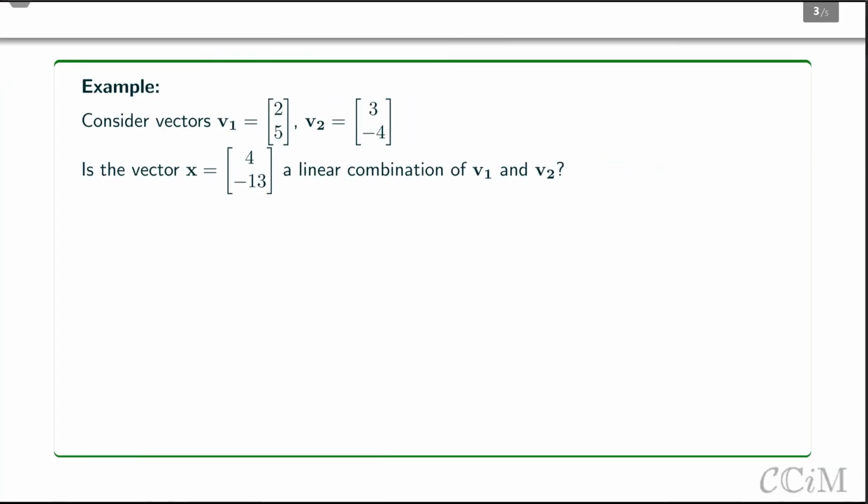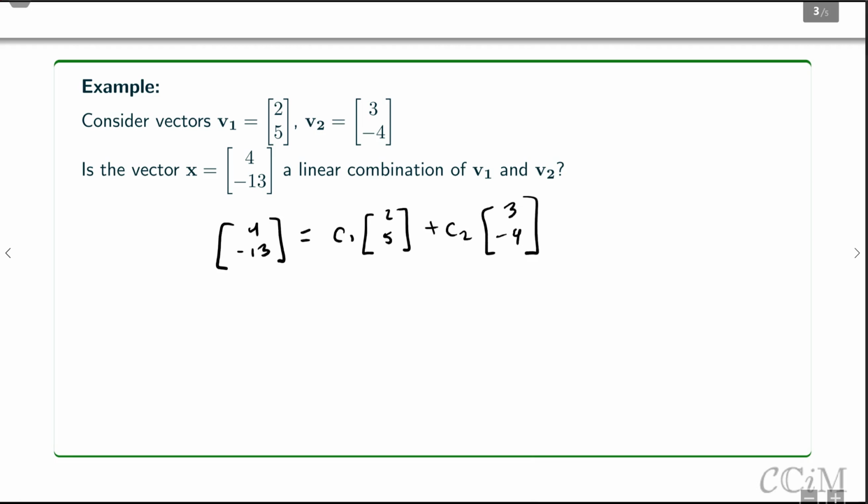Let's now look at an example working backwards. Suppose I've given you the vector (4, -13), and I'd like to know, is that vector a combination of v1 and v2? Well, let's look at what that would mean given our definition. In order for this to be a linear combination, the vector (4, -13) would have to be writable with constants c1 times the first vector plus c2 times my second vector.